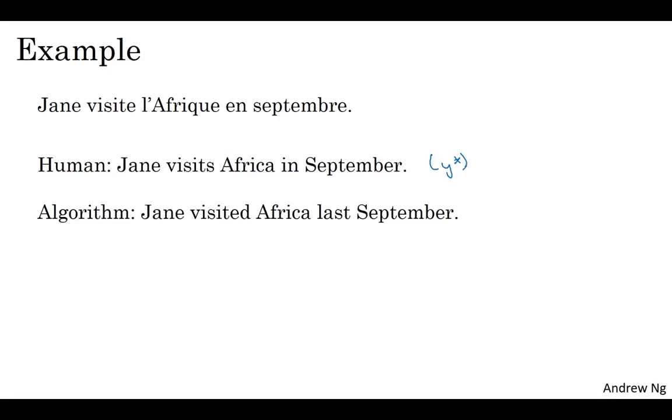But let's say that when you run beam search on your learned RNN model, on your learned translation model, it ends up with this translation, which we call Y hat. Jane visited Africa last September, which is a much worse translation of the French sentence. It actually changes the meaning, so it's not a good translation.